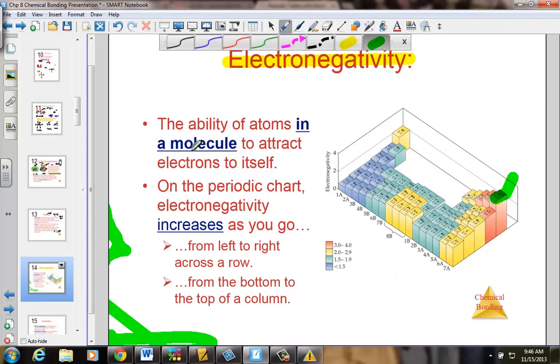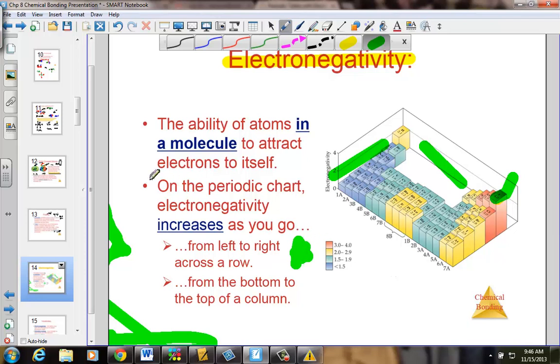The ability of atoms in a molecule to attract electrons to itself. The trend shows electronegativity increasing as you point towards fluorine and decreasing as you go down a column. So bottom left, most metallic, least electronegative. Top right, these are the nonmetals. Fluorine is the strongest of nonmetals, so it's important to note this electronegativity trend.